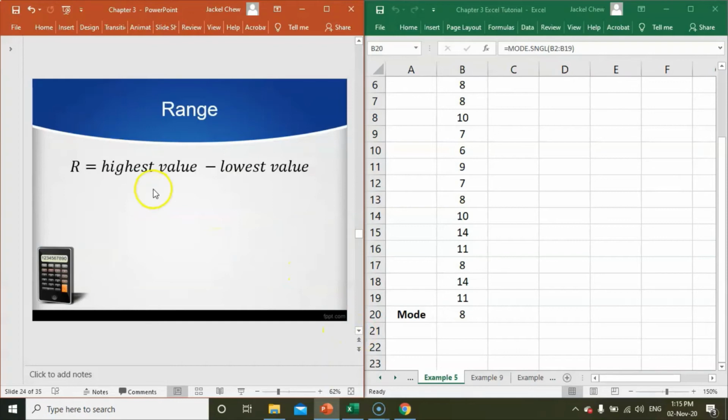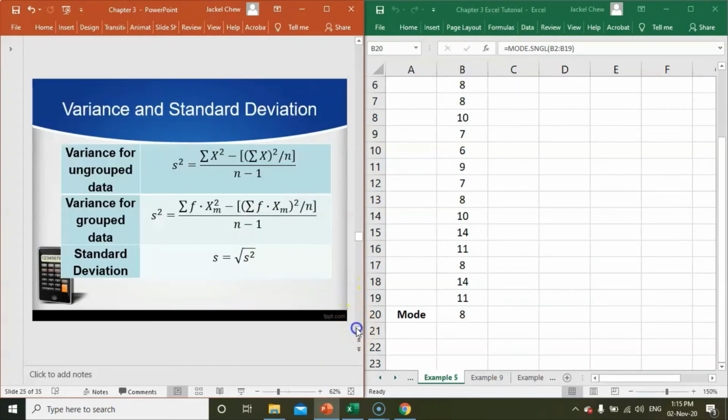For range, basically we subtract the lowest from the highest. And then for variance and standard deviation, we can refer to this formula. So for variance, there are 2 types of formula. This is the variance for ungrouped data. This is the variance for grouped data. For standard deviation in both cases, you can just take the square root of the variance to get the standard deviation for the corresponding ungrouped and grouped data.